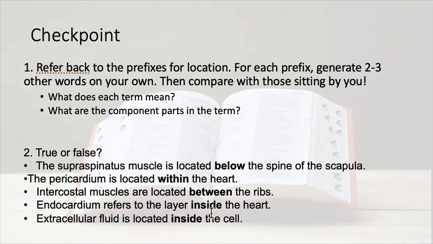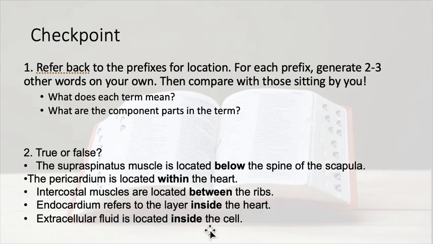Endocardium refers to the layer inside the heart. This is true. So the endocardium is the most inner lining of the chambers of the heart. And finally, extracellular fluid is located inside the cell. This is false. We talked about how extra means outside, kind of around. So extracellular fluid is outside of the cell.